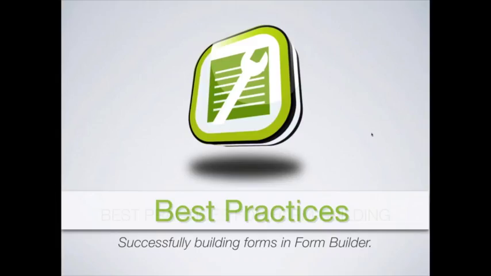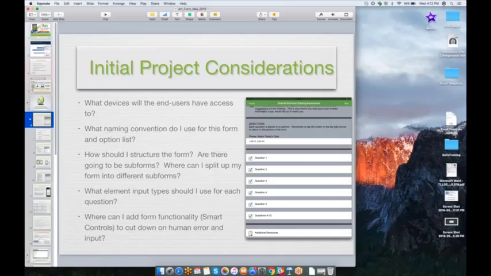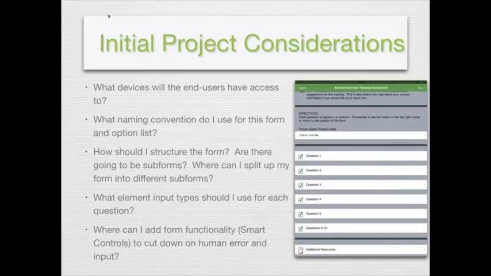So let's jump in here and talk about the initial project considerations. These are extremely valuable for those individuals who are just starting with your project now. The first one is, what devices will the end users have access to? So are your users going to be using either an Android phone, Android tablet, an Apple iOS phone, or iPad or iPod? There are different options, and it's really important that you start thinking about what devices they will be using.